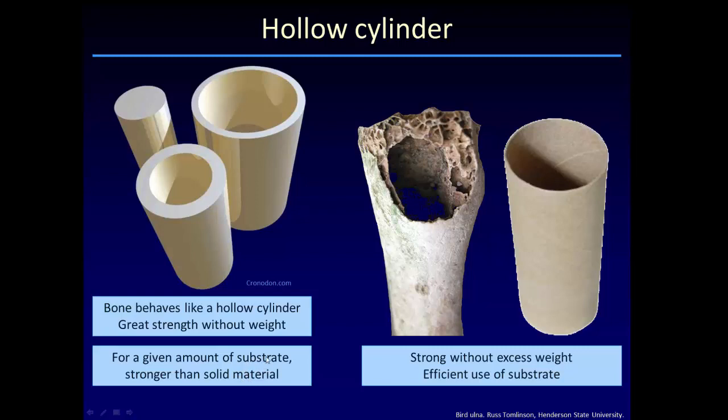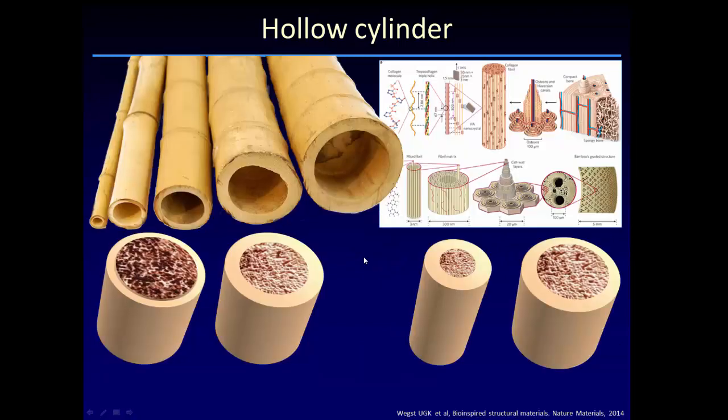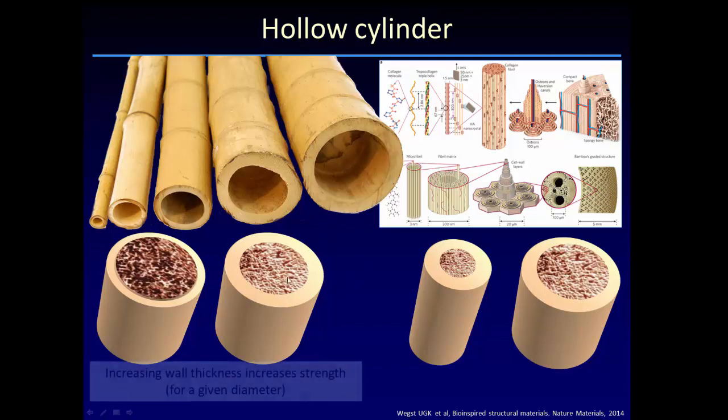So in a world where getting substrate is difficult, you have to go hunt for it, you have to go find it, you have to eat. Finding substrate was challenging. You want to use as little substrate to get as much strength as possible. So this is a design that is widely found throughout biology. And if you think about bamboo, you can understand that the structure of bamboo and the structure of bone are extremely similar. It's a very common design strategy to use a hollow cylinder.